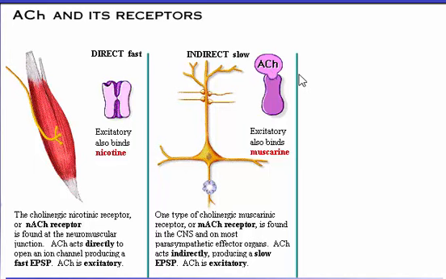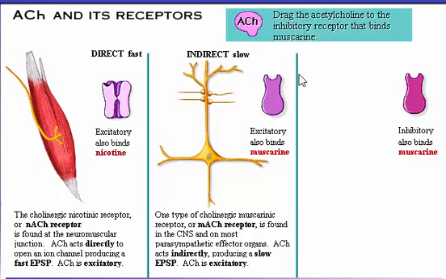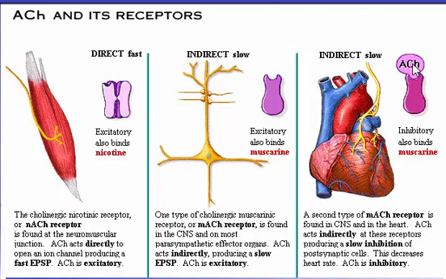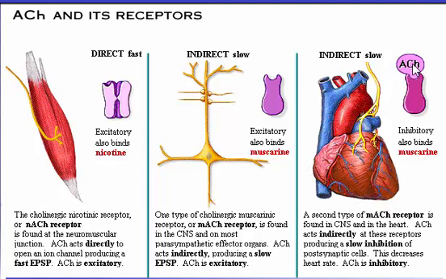A second type of MACH receptor is found in the central nervous system and in the heart. Acetylcholine acts indirectly at these receptors, producing a slow inhibition of the postsynaptic cells. In the heart, this effect decreases the heart rate. Acetylcholine is inhibitory at these muscarinic receptors, causing neurons to hyperpolarize and the heart to slow down.